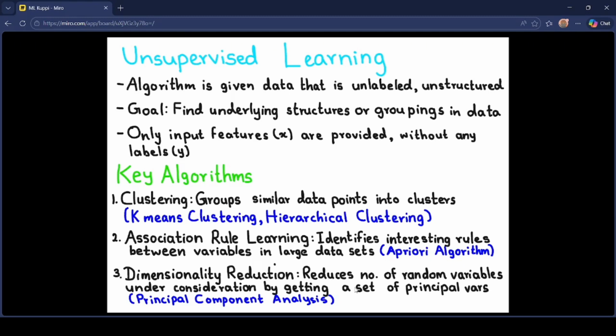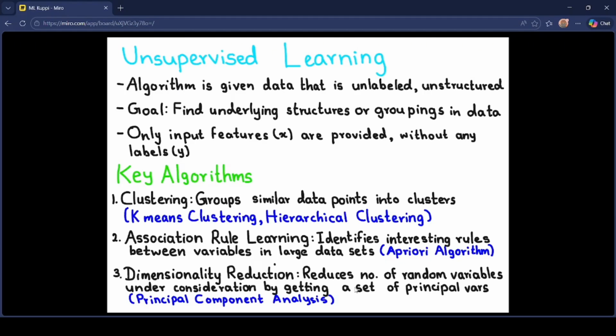Okay, so supervised learning works with labeled data, whereas unsupervised learning works with unlabeled and unstructured data. So the goal in unsupervised learning is to find the structures or the groupings in data. And since only the input features are provided with no labels, it's the algorithm's task to find the structure or the grouping of the data. So we have three types of key algorithms in unsupervised learning: clustering, association rule learning, and dimensionality reduction.